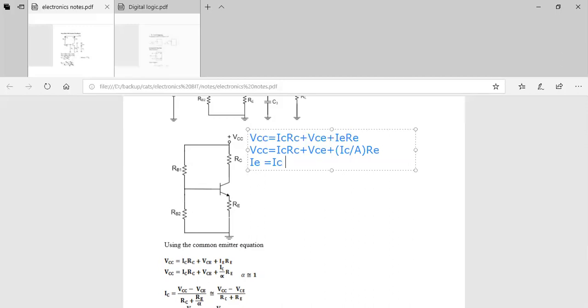We assume, as an assumption, then what will happen to this equation? It changes to IC. And if you want to make IC the subject of the formula, what do you do?